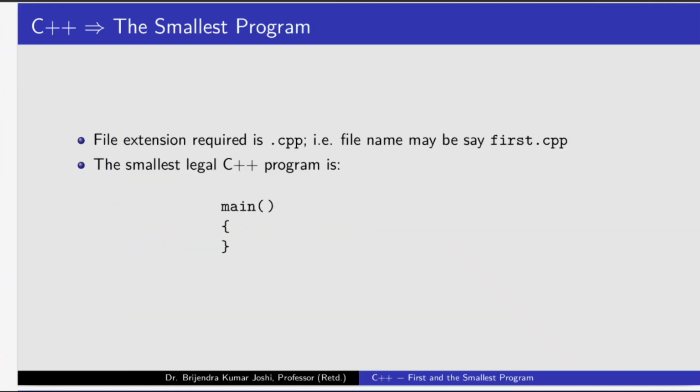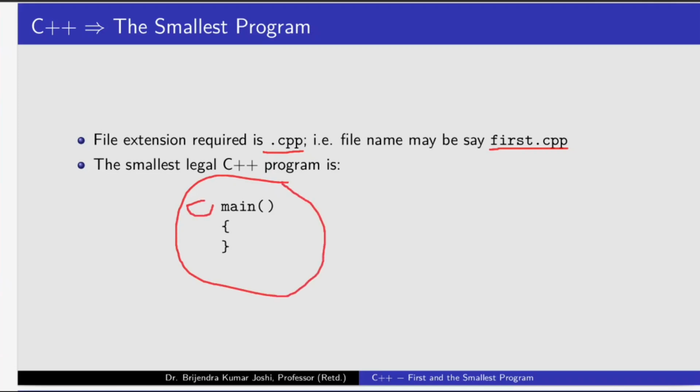Now let's see what the smallest program is. One thing one has to remember is that the extension of the source file has to be .cpp. You may find various extensions, but I always use .cpp, which is acceptable by all compilers. So the file name may be first.cpp, something like this. Now comes the smallest legal C++ program, and it is this.